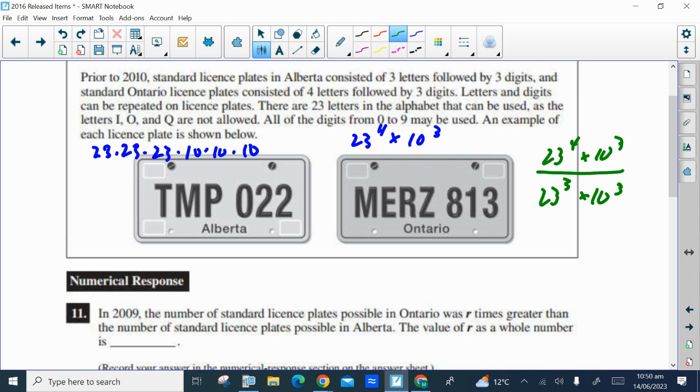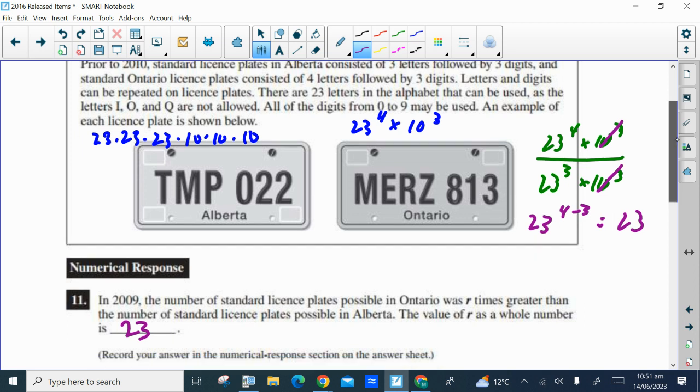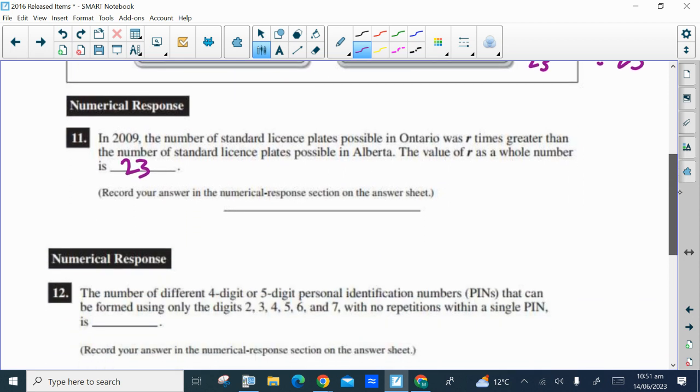You're dividing two sets of powers with the same bases. The 10 to the power 3's will cancel. Then you're just dividing 23 to the 4 by 23 to the 1. When you're dividing powers with the same base, you subtract the exponents and keep the base the same, and you're left with 23. There's your answer. If you actually found the numerical value of each and divided, you get the same thing, but you don't have to.